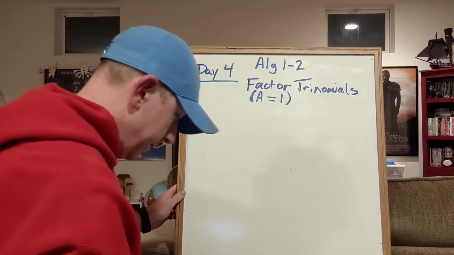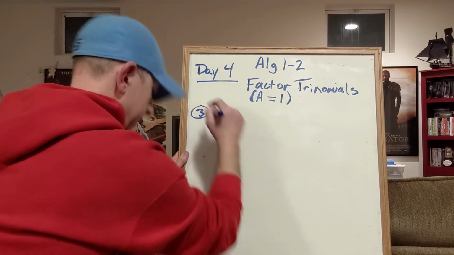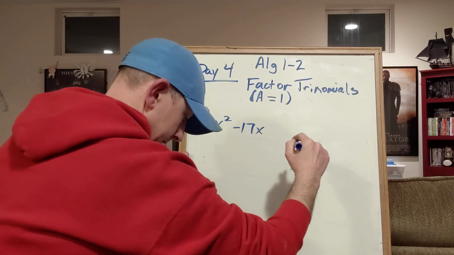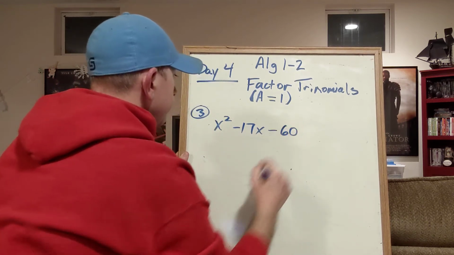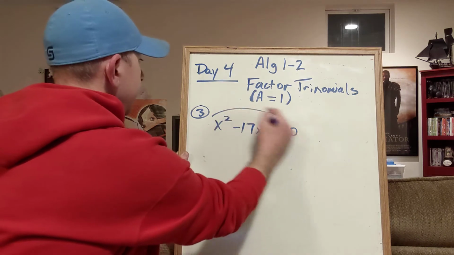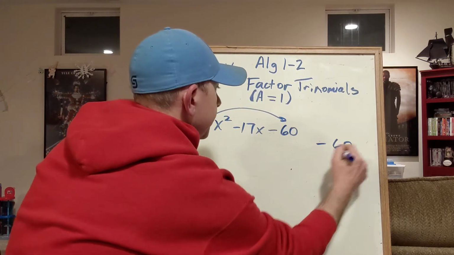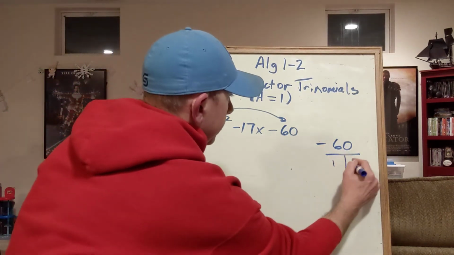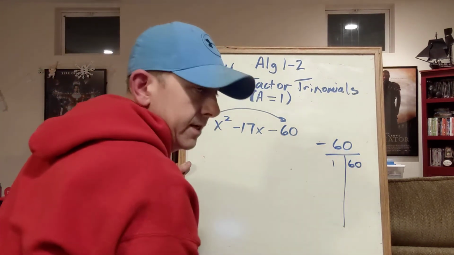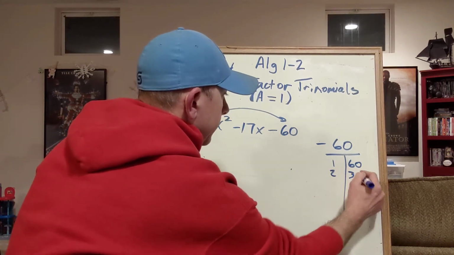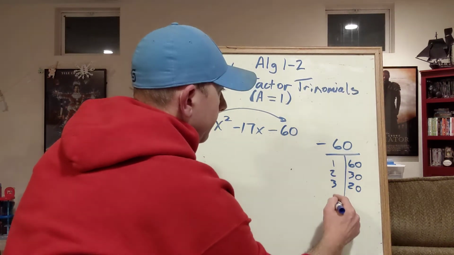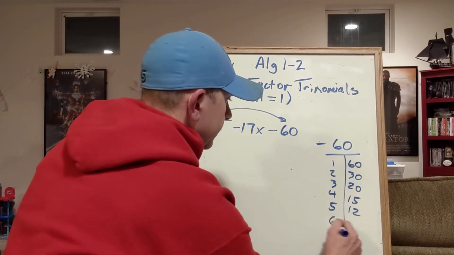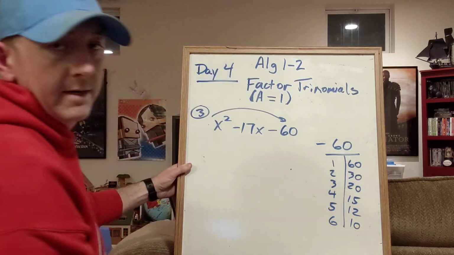All right, for number 3, this time we go x squared minus 17x minus 60. So again, we're going to go a times c, same process. Now negative 60 has a lot of factors. So as you get some bigger numbers, you just start with 1, okay, and then go as far as you can. So 2 works, 2 and 30. 3 works, 3 and 20. 4 works, 4 and 15. 5 works, 5 times 12. 6 times 10 works. 7, 8, 9, none of those work.